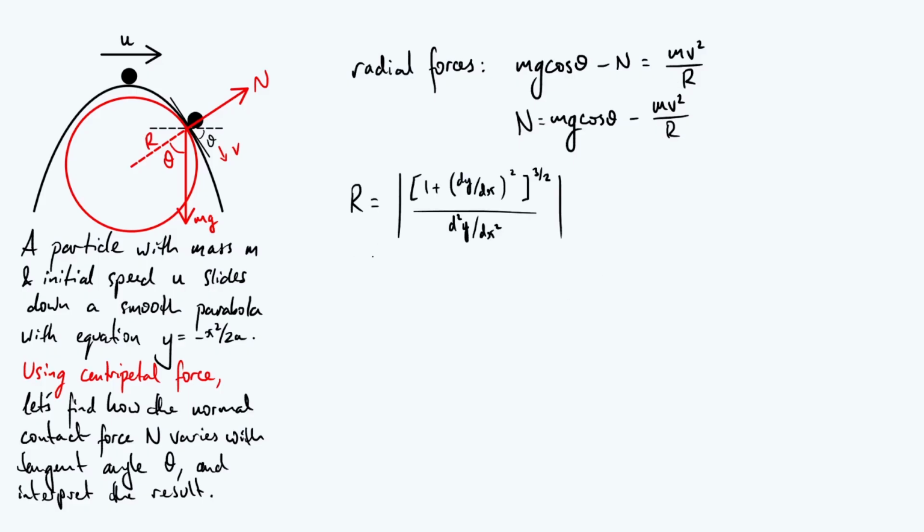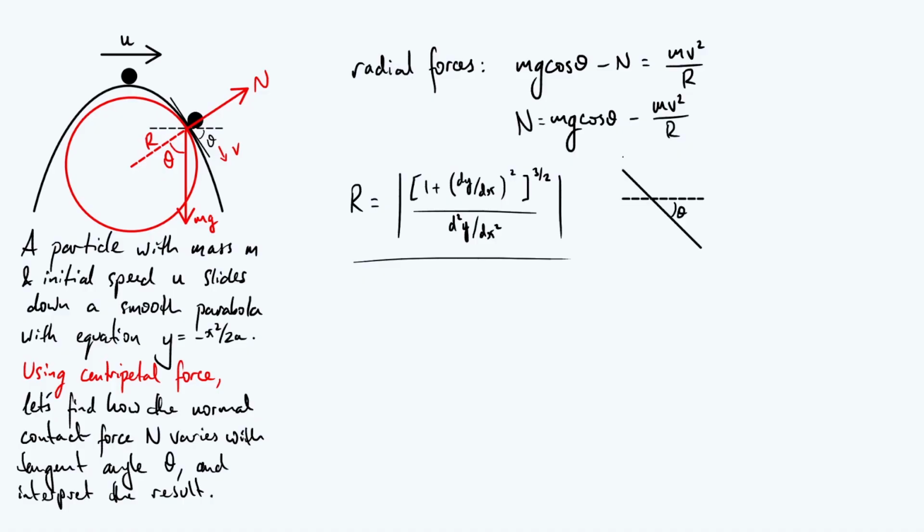Fortunately for us, there exists this formula here for the radius of the osculating circle, more commonly known as just the radius of curvature, involving the first and second derivatives of the curve of interest. So essentially we just need to differentiate the equation of the parabola twice, which is a straightforward thing to do, and plug those expressions into the formula.